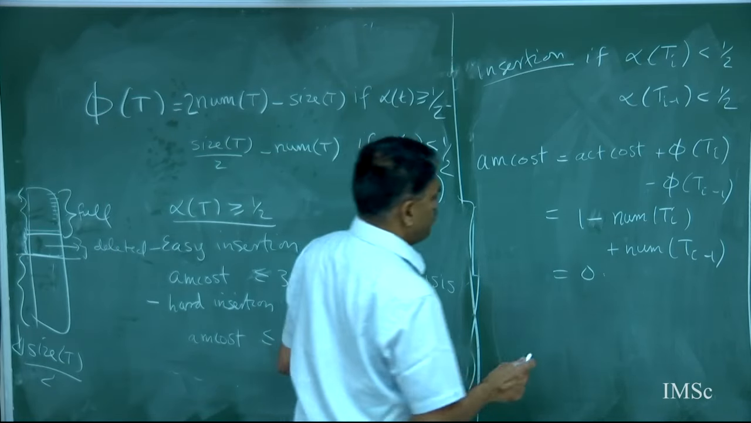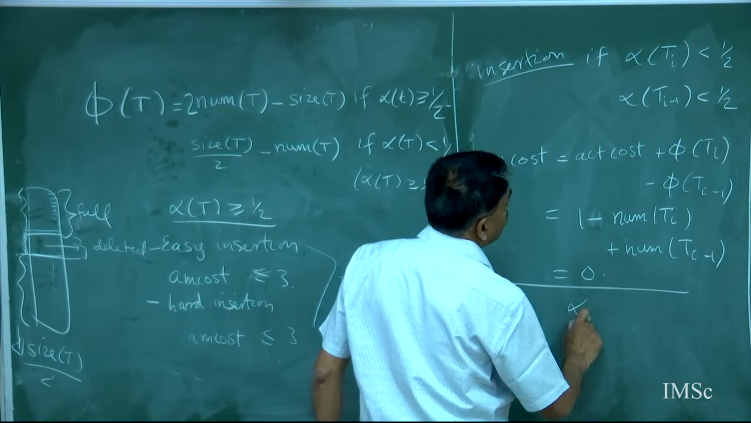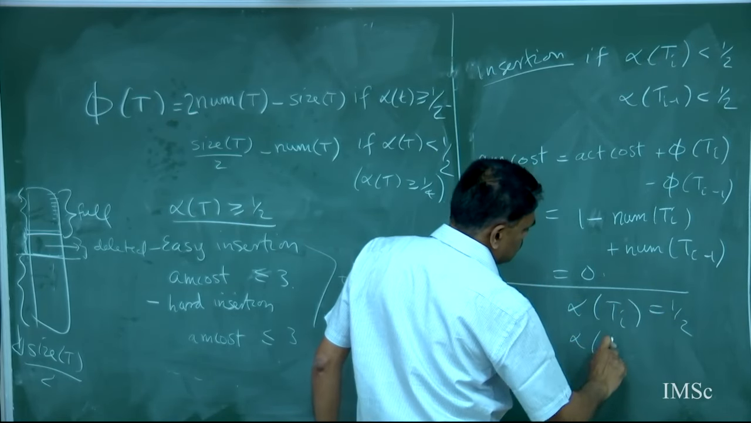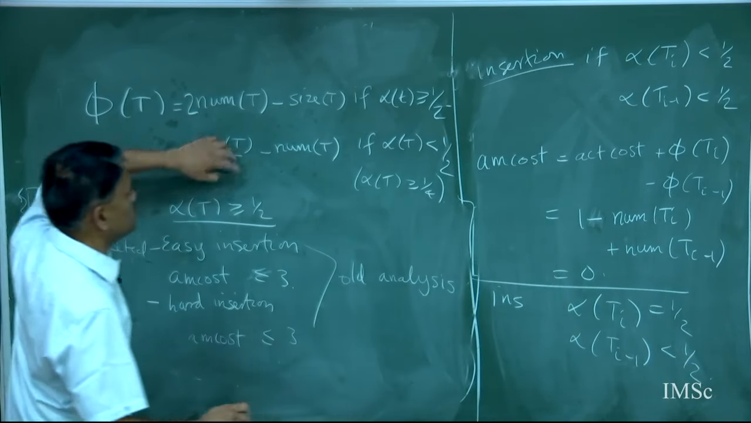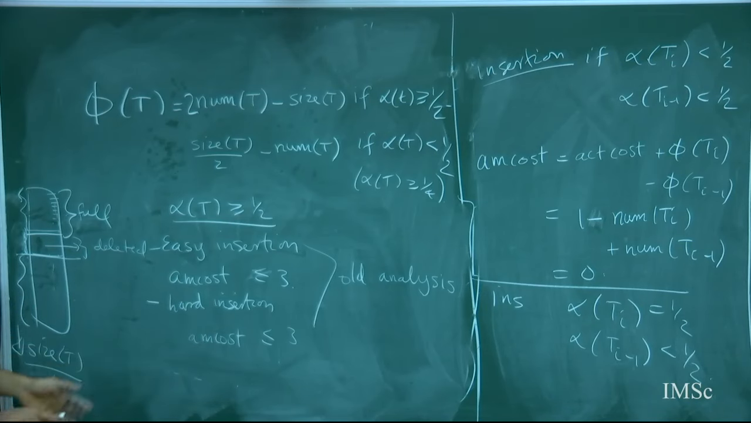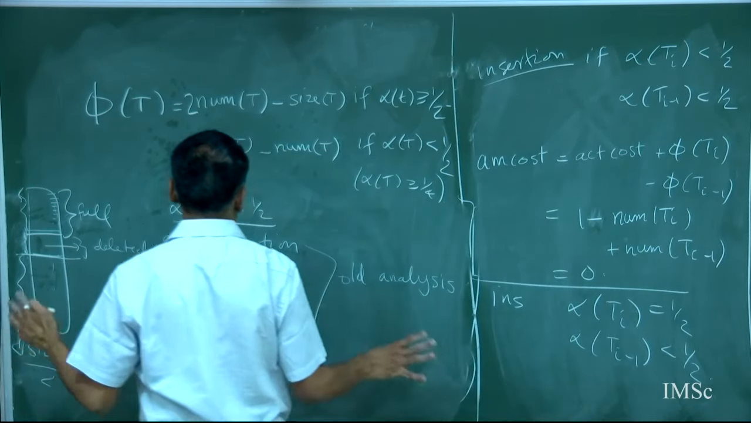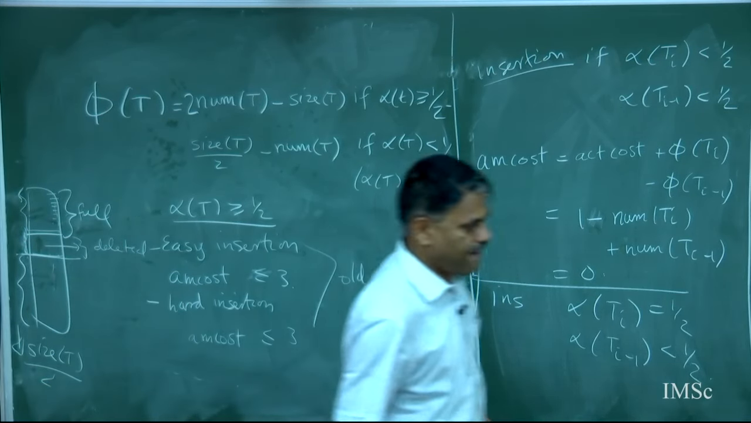The other case is if, upon insertion, alpha of Ti becomes equal to half. Now you have to be careful because your potential changes. You expect all this to work out fine, but let's just work it out. I'm not going to work all possible cases. So if this happens, again there is no change in the size, but the potential changes, so let's work it out.